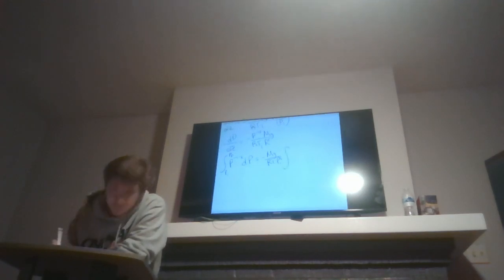Alrighty, now it's time to solve for the integral of this equation. So the integral, with pressure limits from pressure initial to pressure final, of P to the negative 1 minus epsilon dP equals negative mg over RT times P1 to the epsilon, all times the integral from ZI to ZF of dz.